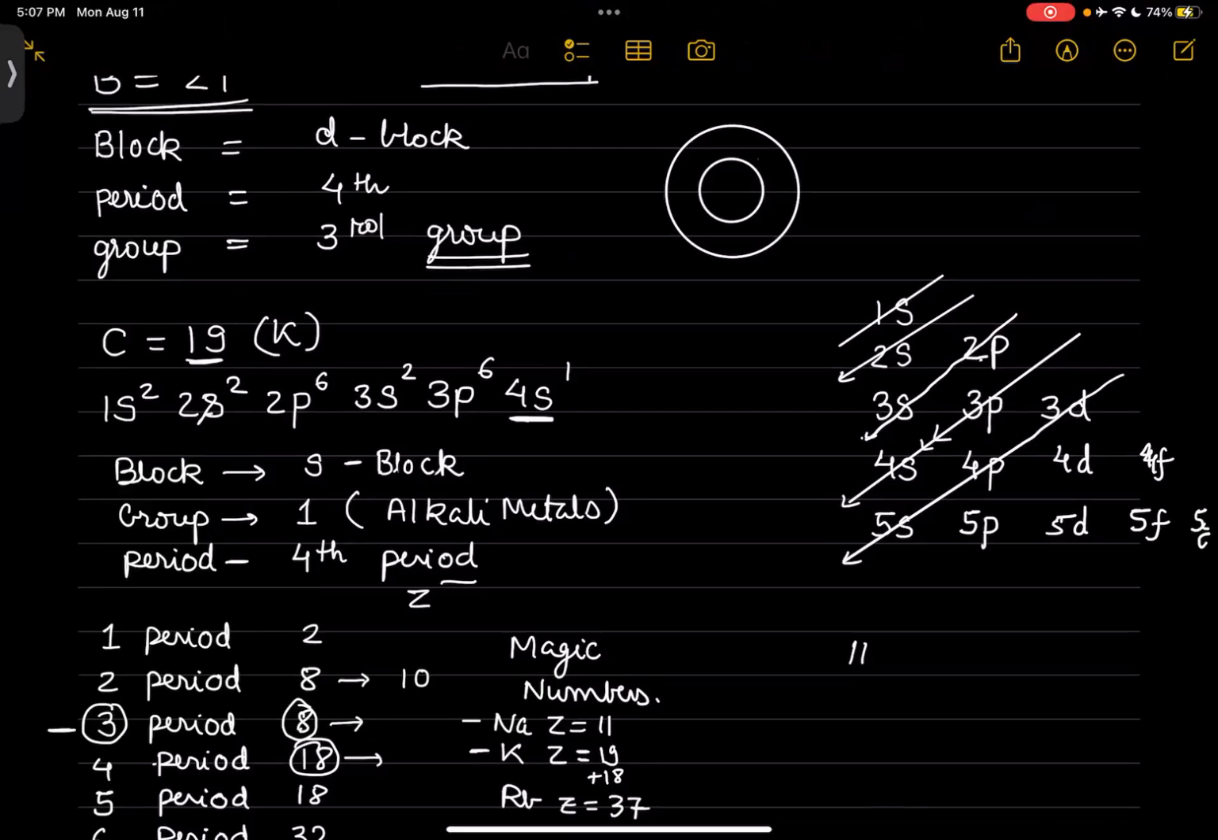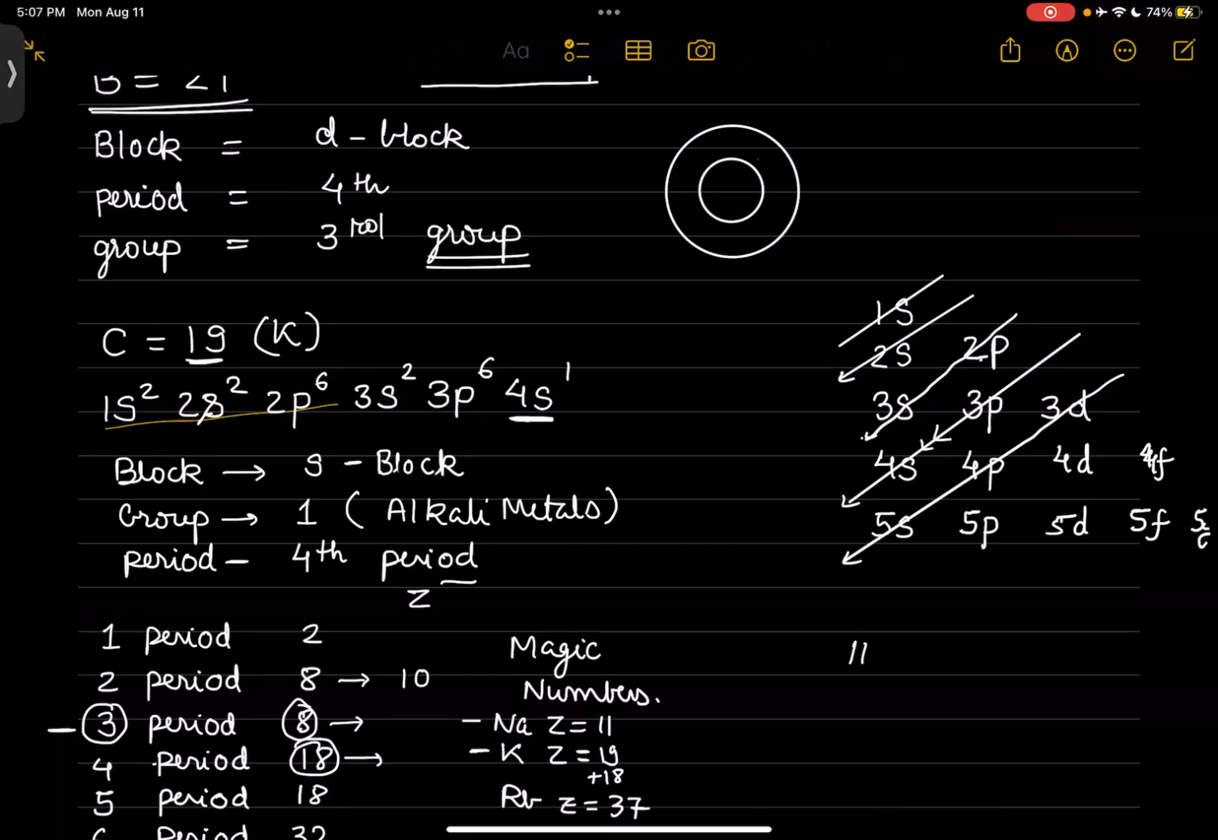So, magic numbers: how many elements are there in each period? The first period is a very short period. Why is it considered a very short period, Nabila? Because the outermost shells are very low. Just two elements, hydrogen and helium, because the first shell is being filled in the first period.